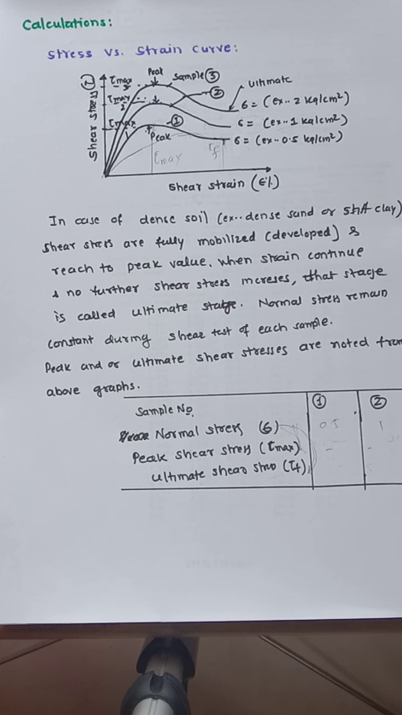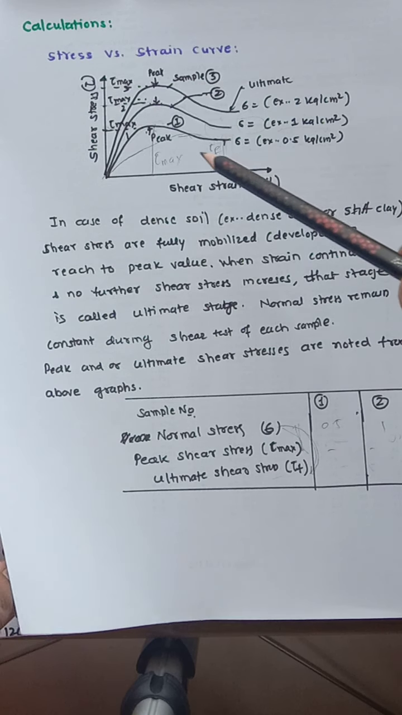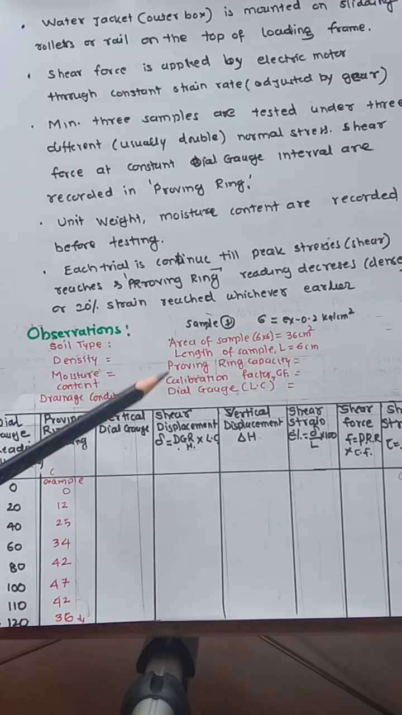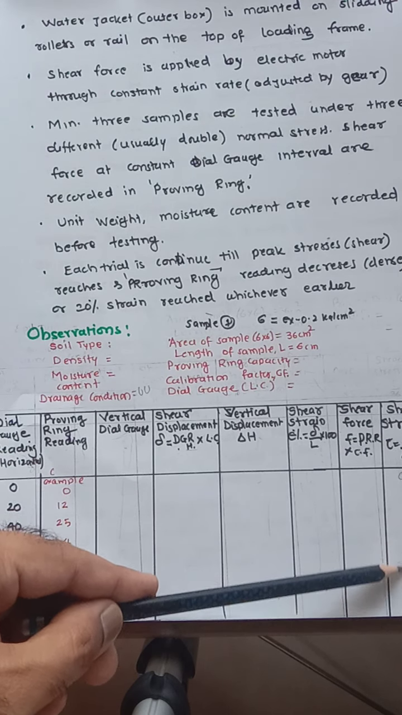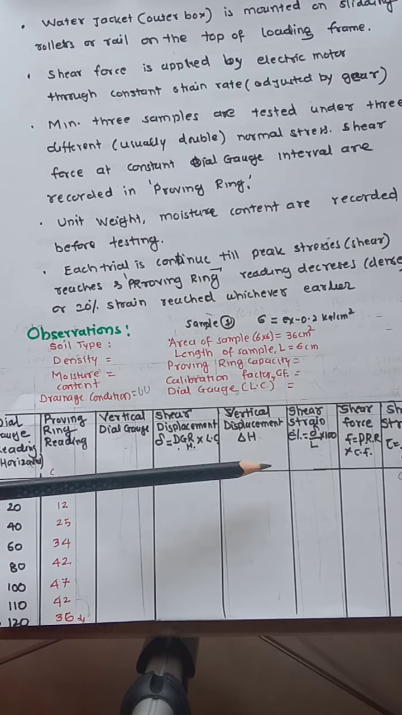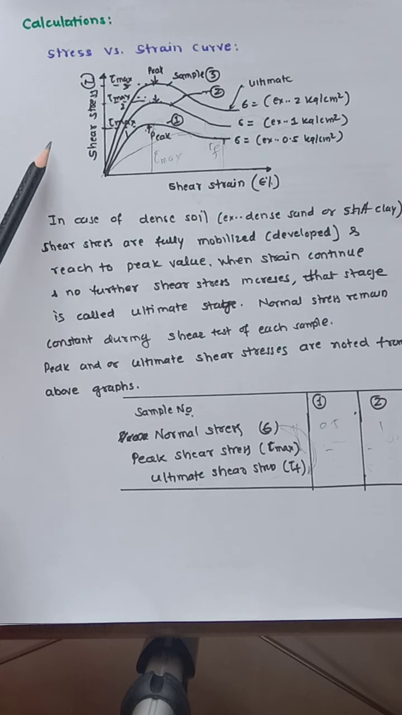So in the calculations, or we can say the mechanics of the shear test. From these observations, now we are plotting shear strain and shear stress. In the observation table, we are plotting these shear stress values versus this shear strain. Basically, it is a stress-strain curve for shear stress.